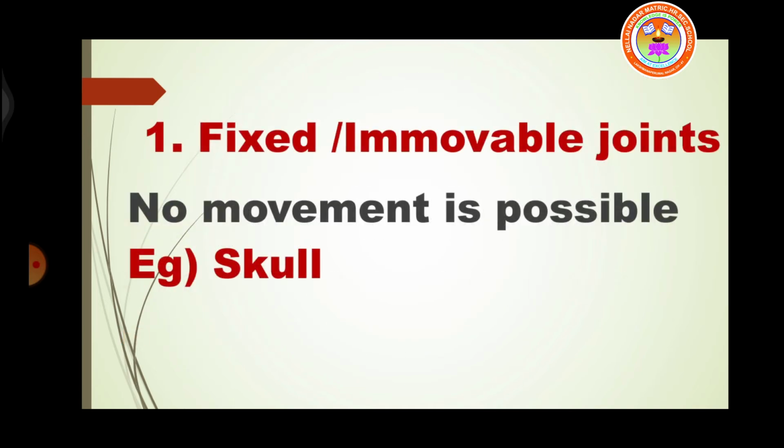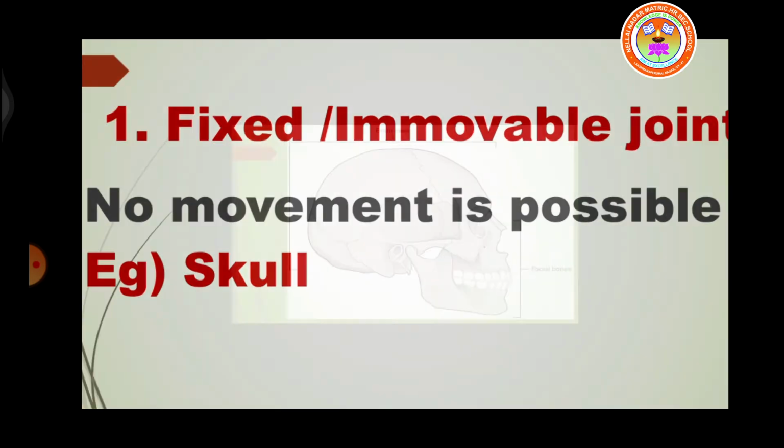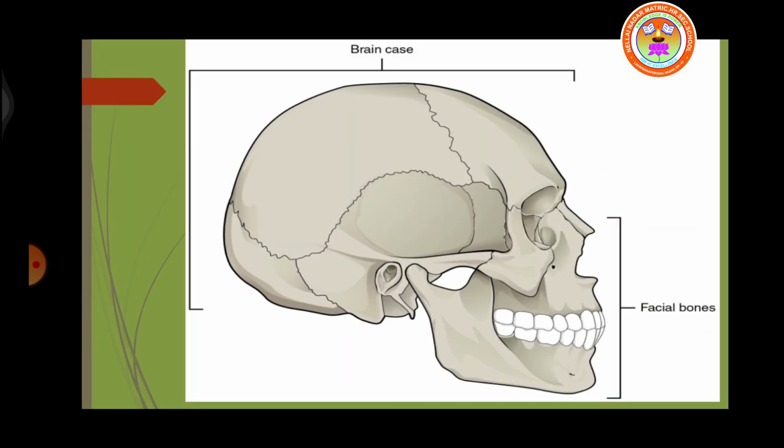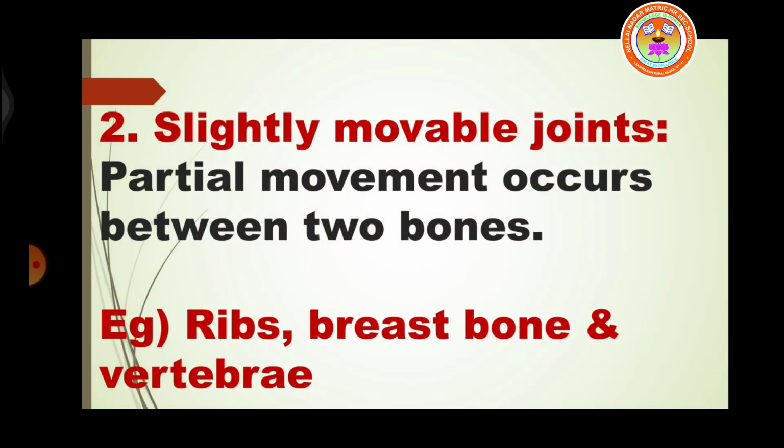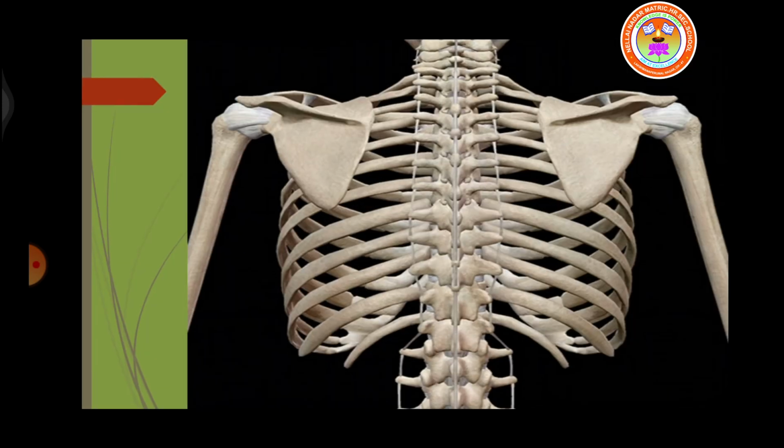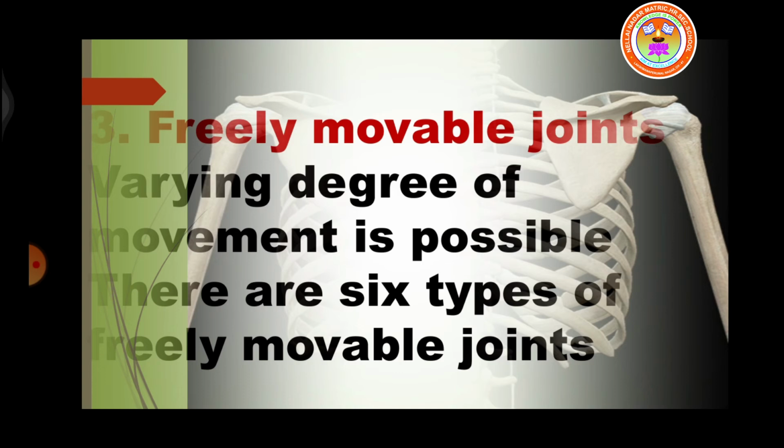First, let us see the fixed or immovable joints. In this type of joint, no movement is possible between the two bones. The structures between the bones of the skull box are examples of immovable joints. The second one is slightly movable joints. Here, only very little movement occurs between the two bones. The joint between a rib and the breastbone, or between the vertebrae, is an example of a slightly movable joint.